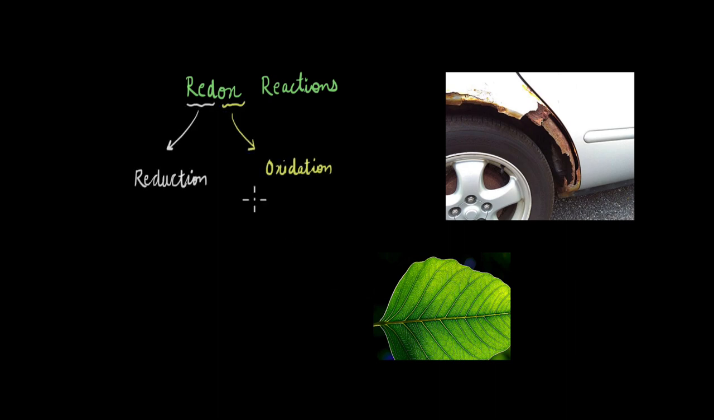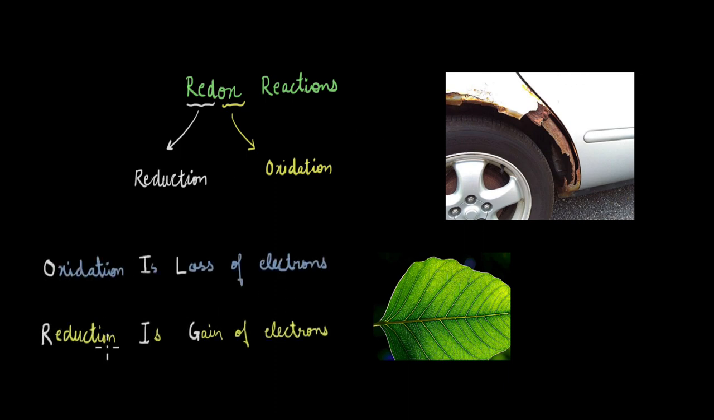Redox reactions are essentially reduction and oxidation reactions. So the word redox tells us that in these reactions, there is oxidation and reduction taking place. And we know from before what oxidation and reduction are. Oxidation is the loss of electrons, and reduction is the gain of electrons. So redox reactions are those reactions in which some species undergo oxidation, whereas others undergo reduction. Or in other words, some species lose electrons while others gain electrons.